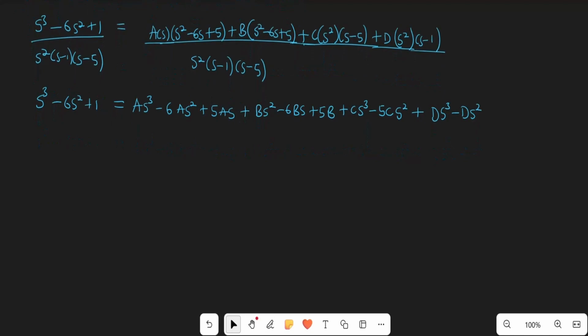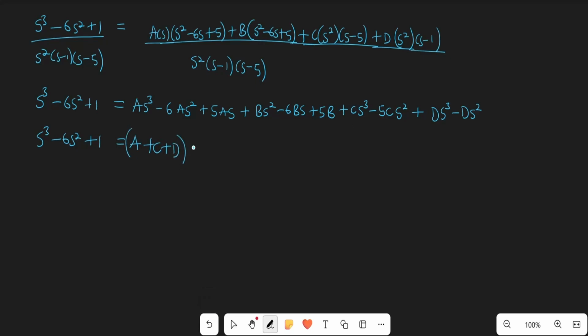So this is what we get after expanding. Now let's gather like terms. S to the third minus 6s squared plus 1 on the left, and this is equal to, now let's gather the s to the third term. So that is going to be A plus B plus D, right? So A plus B plus A plus, is B is C? I'm sorry about that. So it's A plus C plus D.